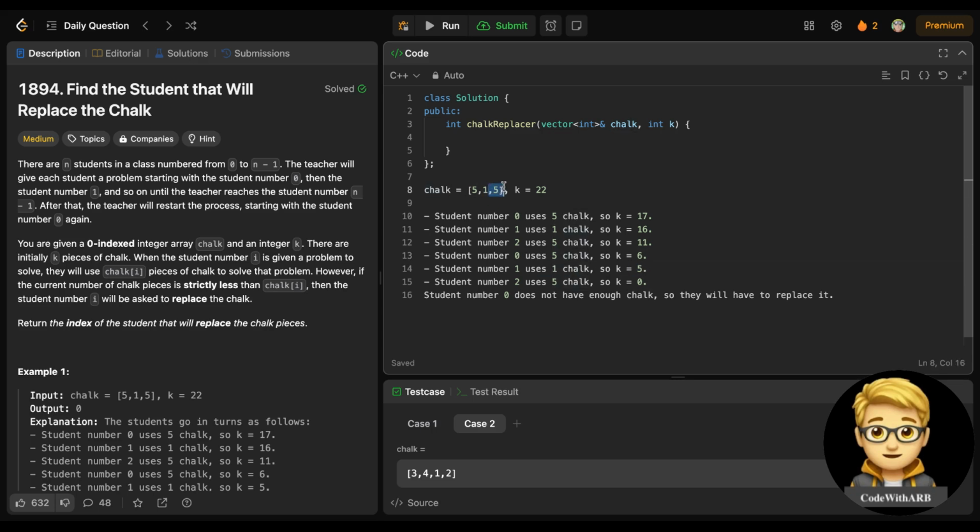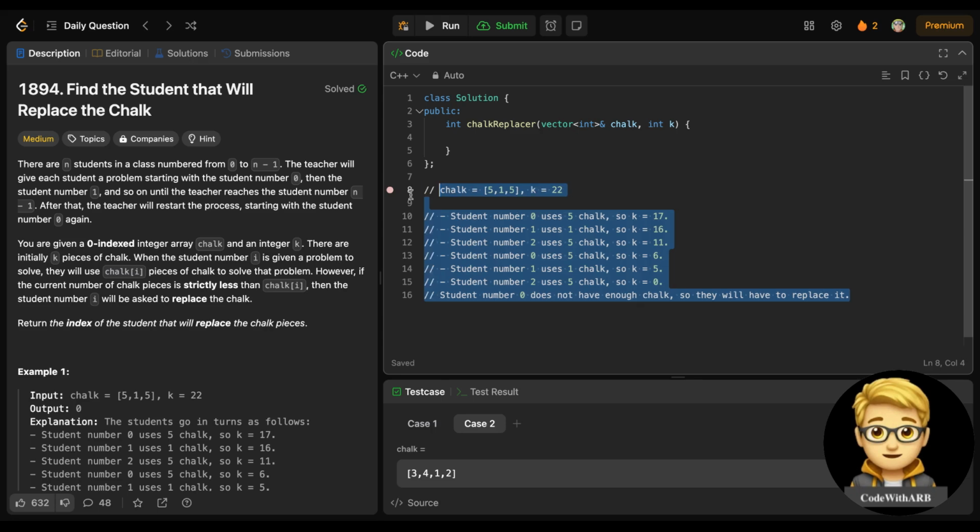The last student must use 5 chalk to solve the problem, and we have 5 chalk left, so he or she can use it. Now k is equal to 0. After that, when the teacher assigns the problem again to student number 0, who wants 5 chalk to solve that problem, there is not enough. It has 0 chalk and needs 5 chalk. So we got the index of the student that will replace the chalk pieces, which is 0. That's why the answer is 0. That's the whole explanation for this problem.